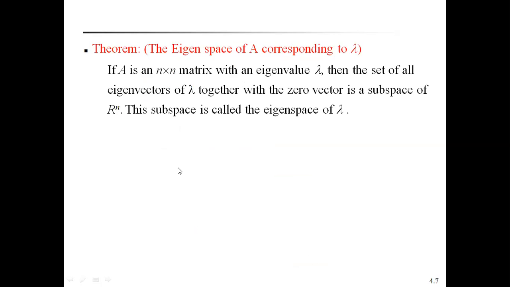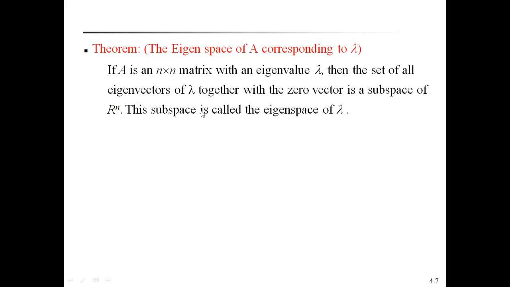Next, we can go to the theorem: the eigenspace of A corresponding to lambda. What is the statement? If A is an n by n matrix with an eigenvalue lambda, then the set of all eigenvectors of lambda together with the zero vector is a subspace of R to the power of n. This subspace is called the eigenspace of lambda.